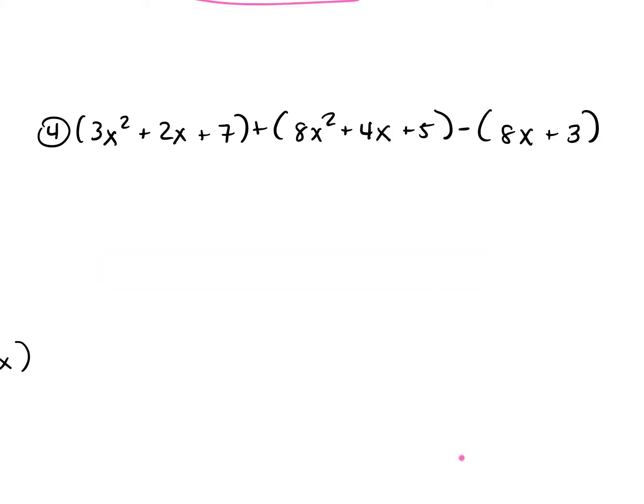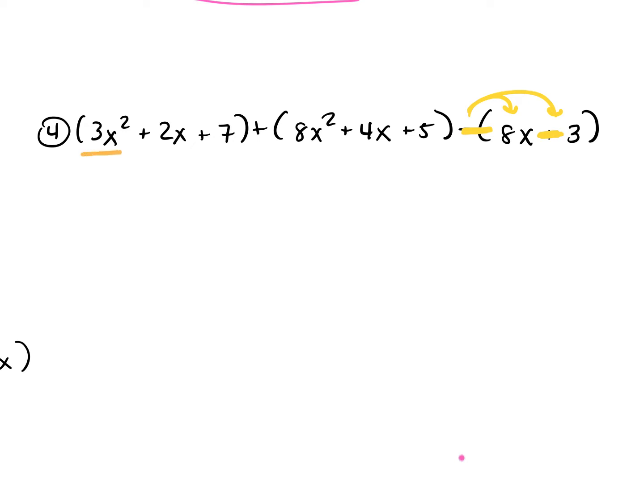So number 4, I have 3 sets, but I'm still doing the same thing. What should I do first? Distribute the negative to everything behind it. So it only gets distributed to the 8x and the 3. So it becomes negative 8x and negative 3. What can I do next?